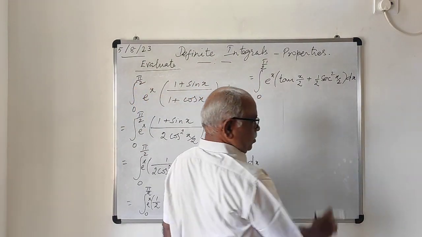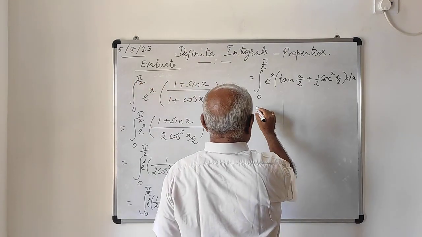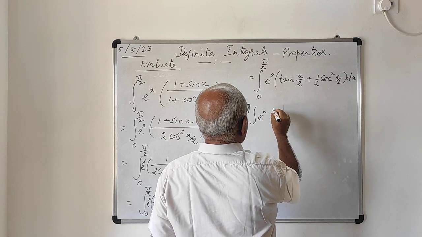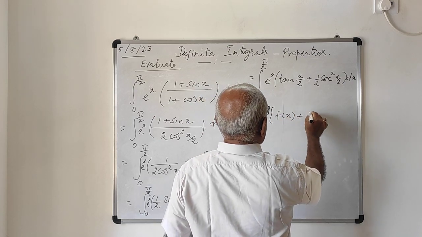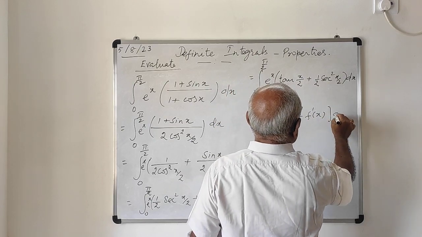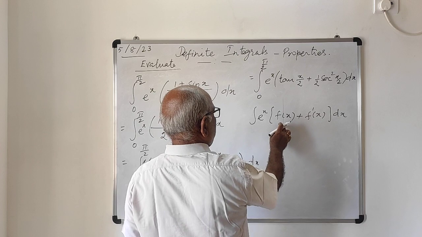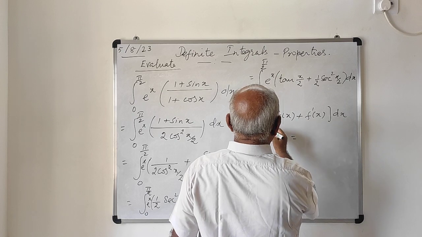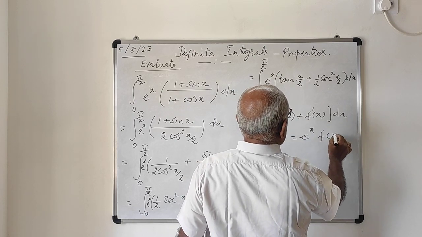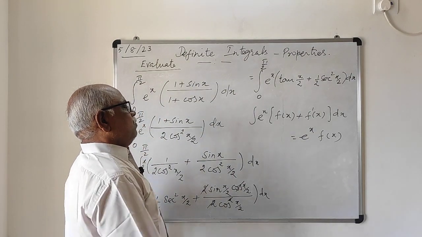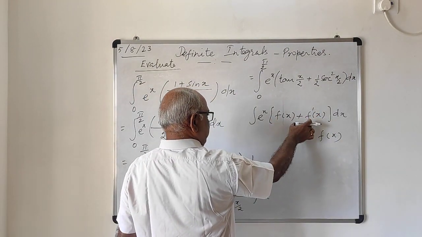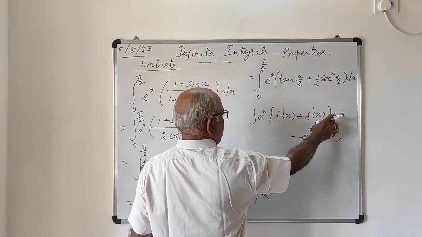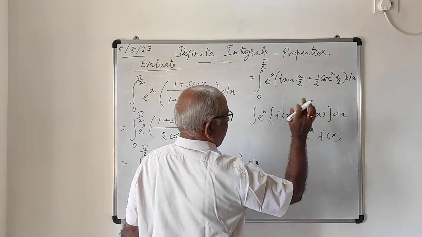Why I am writing like this is because we are using one property, that is, the integral of e power x into f of x plus f dash of x dx is equal to e power x into f of x. That is your answer. If a function and its derivative are added and multiplied by e power x, the integration of e power x into the function and its derivative gives you e power x into that function only.